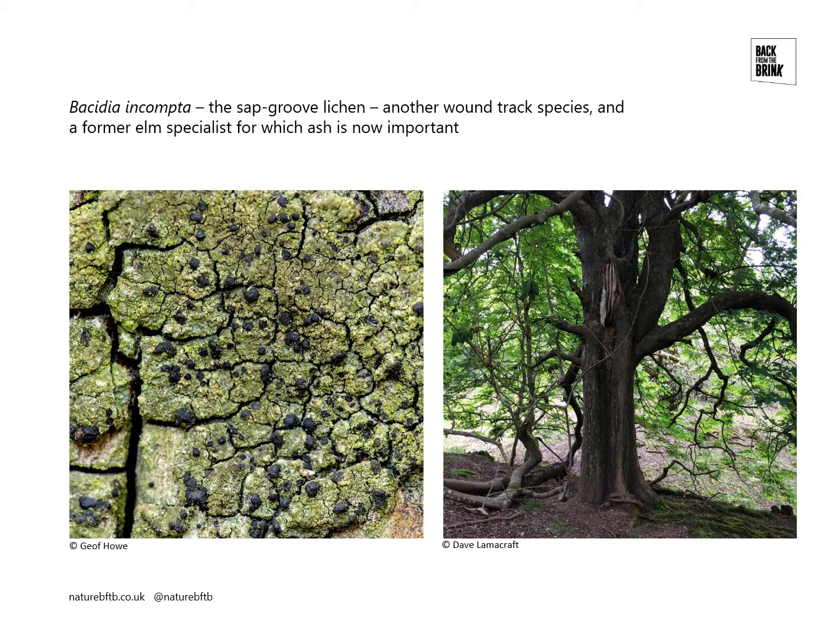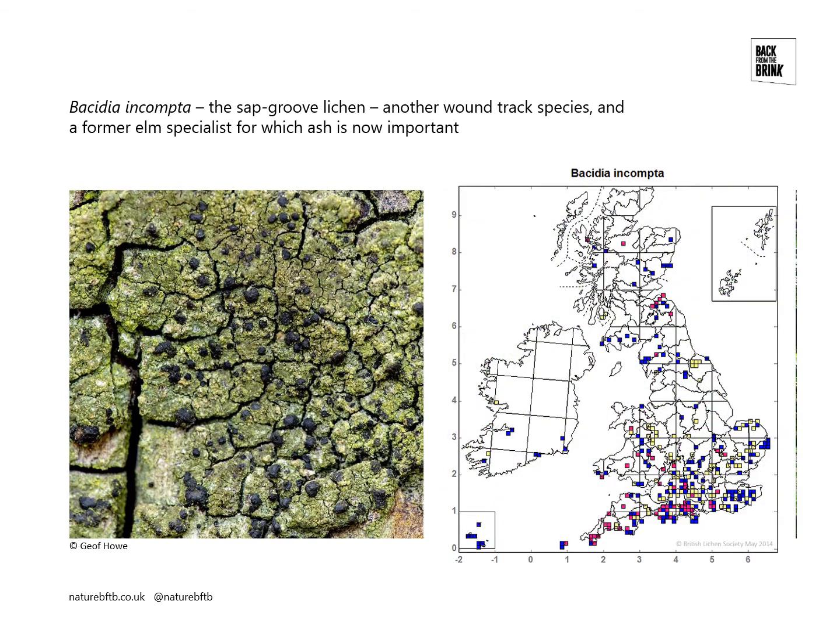This horse chestnut has lost a limb, it's got a rot hole which fills with water that runs down the trunk. This green stripe here is entirely Bacidia incompta. Slightly wider distribution, but many of those dots are pre-2000 dots. It does seem to have declined quite significantly in the last 20 years.